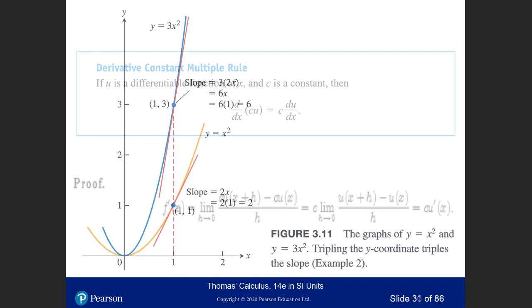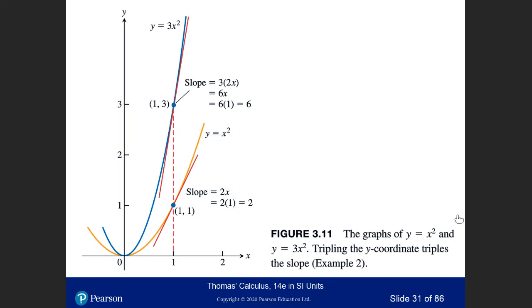Let's continue with another function. This is sort of a pictorial representation of the constant multiple rule. So you have y equal to x squared. The slope at (1,1) is 2. Now, when you multiply this by 3, it's stretched along the y-axis. So the slope at (1,3) is just 6, which triples the slope. So slope is actually the derivative at a certain point. So when you have a constant multiplying a function, you're actually multiplying its derivative by the same constant.